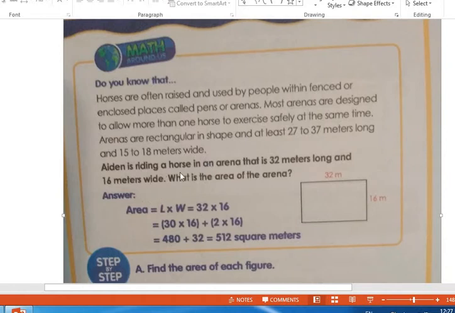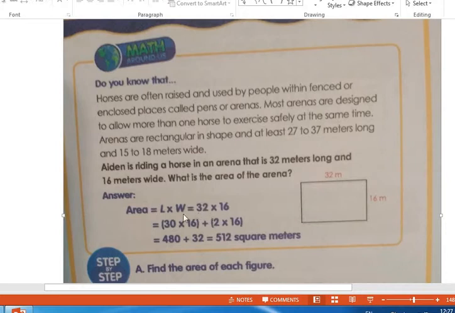Aiden is riding a horse in an arena that is 32 meters long and 16 meters wide. What's the area of the arena? The area, as I told you, is calculated by length times width. Length times width equals 32 times 16. I want to multiply both of them.